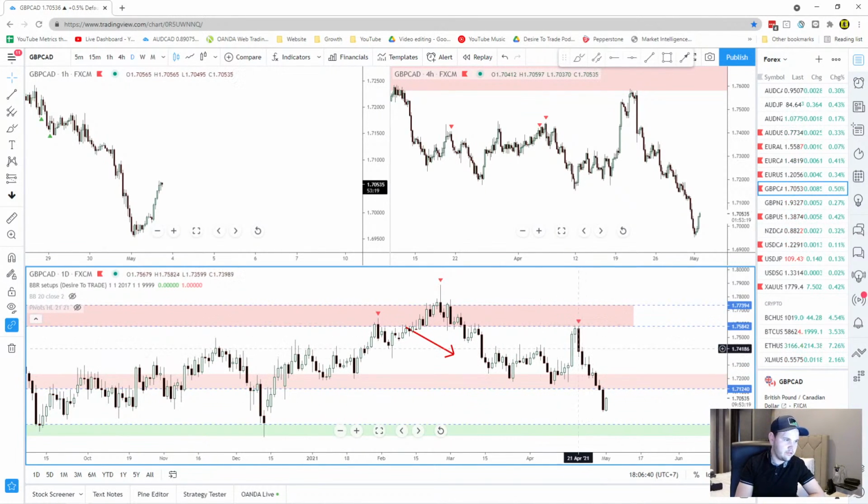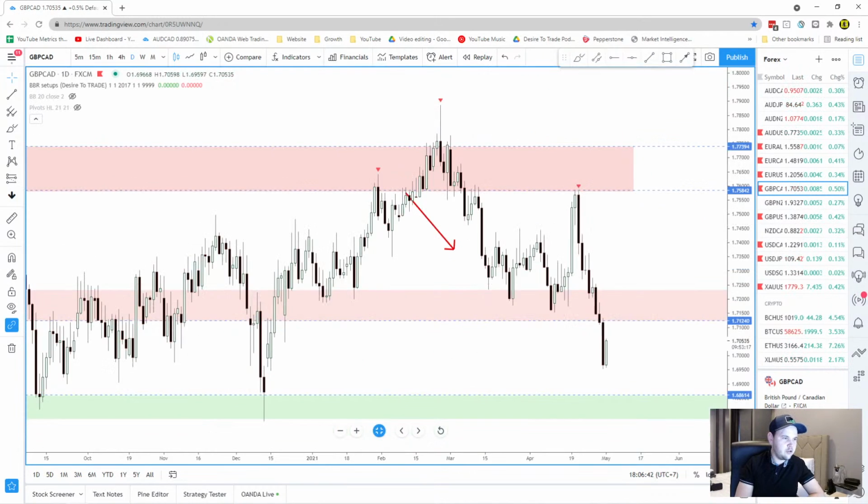Price broke the zone, which was over here, and now we have to look on this pair for bearish trades. Like I said before, when you have a break of the zone, you look for price to retest the zone or close to it, and then you look for bearish trades over here. So I'm looking for this move around here or close to it, and then some bearish trades there.